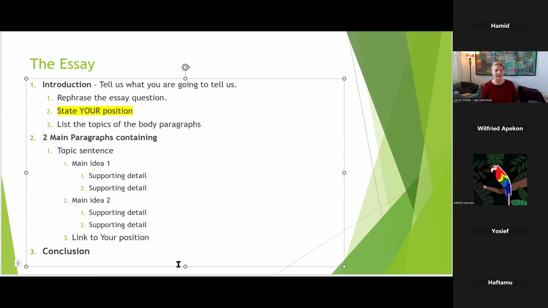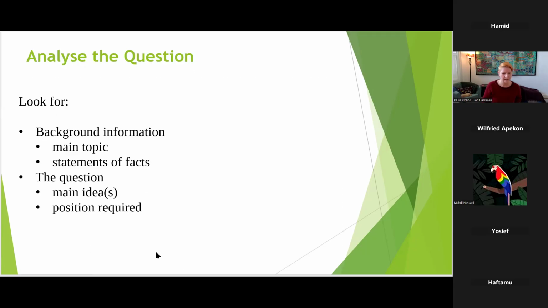All right? And then the conclusion is a summary again. Okay? This is really important. Rephrase the essay question and state your position. Because in each of these paragraphs, the last sentence is going to link to your personal opinion again. Because the whole point is it needs to be supported throughout the essay. Okay, so let's get started.